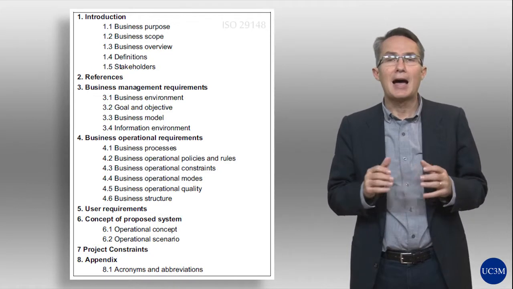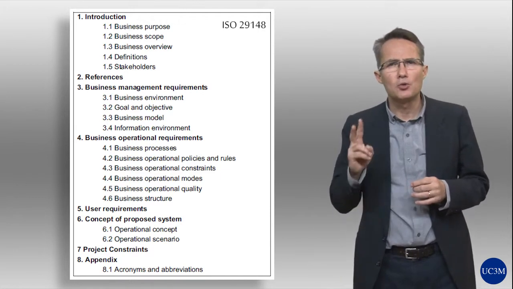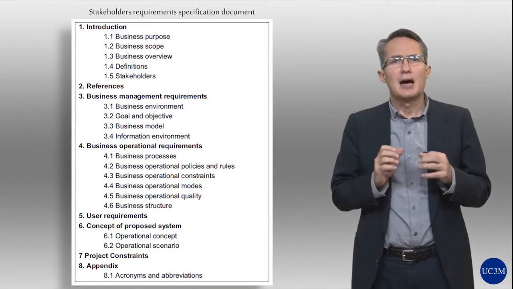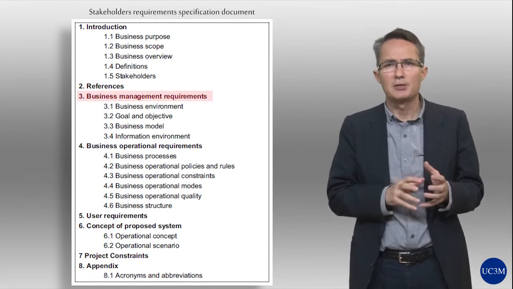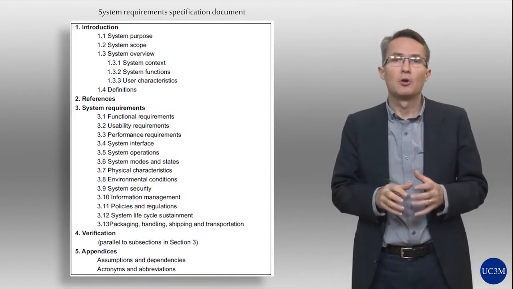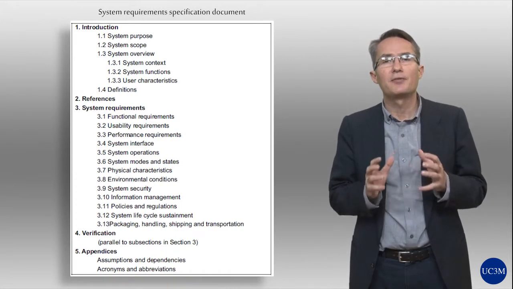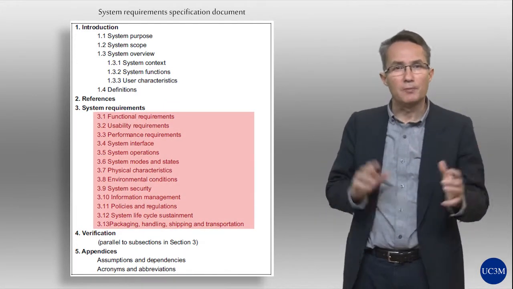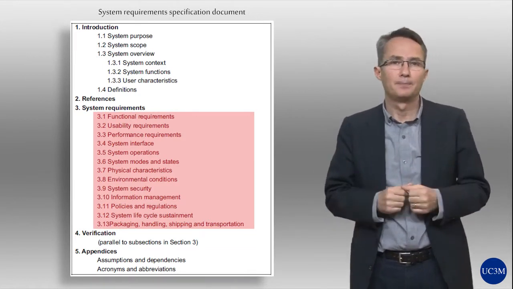According to the ISO 29148 standard, we have to distinguish between two documents. The stakeholder requirement specification document, which, as we see in the screen, must put the focus on high-level requirements distributed in business management, business operational, and user requirements, and the system or software requirement specification document, which concentrates the specification in the different types of requirements at the system level: functional, usability, performance, operations, mode and states, physical characteristics, etc.